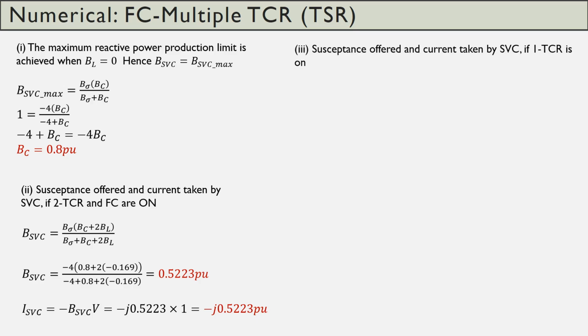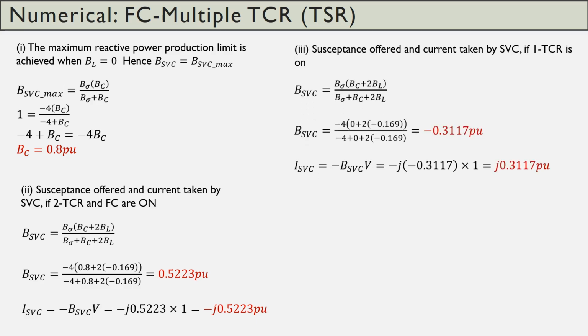Susceptance offered and current taken by the SVC if 1 TCR is on and the FC condition is not given, which means FC is off. So that's why in this problem BC is equal to 0. Substituting BC equal to 0 and 2 TCRs on. In this problem it is 1 TCR given, but here I have taken 2 TCR. Please consider this as 2 TCR. When 2 TCRs are on, the BSVC is minus 0.3117.